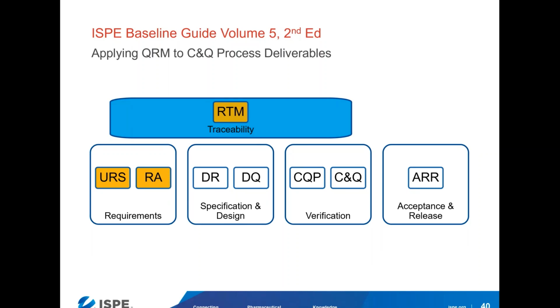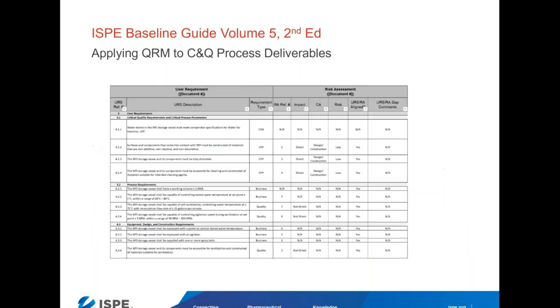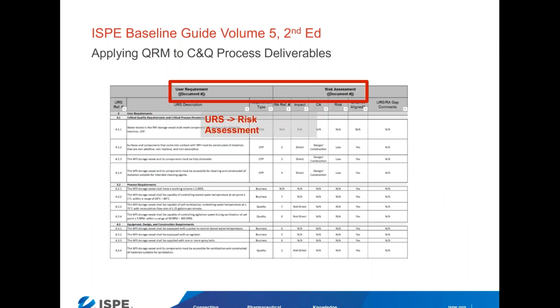We then implement a project tool, being the requirements traceability matrix, which looks something like this. And as you can see, we're tracing the user requirements to the risk assessment that we performed.